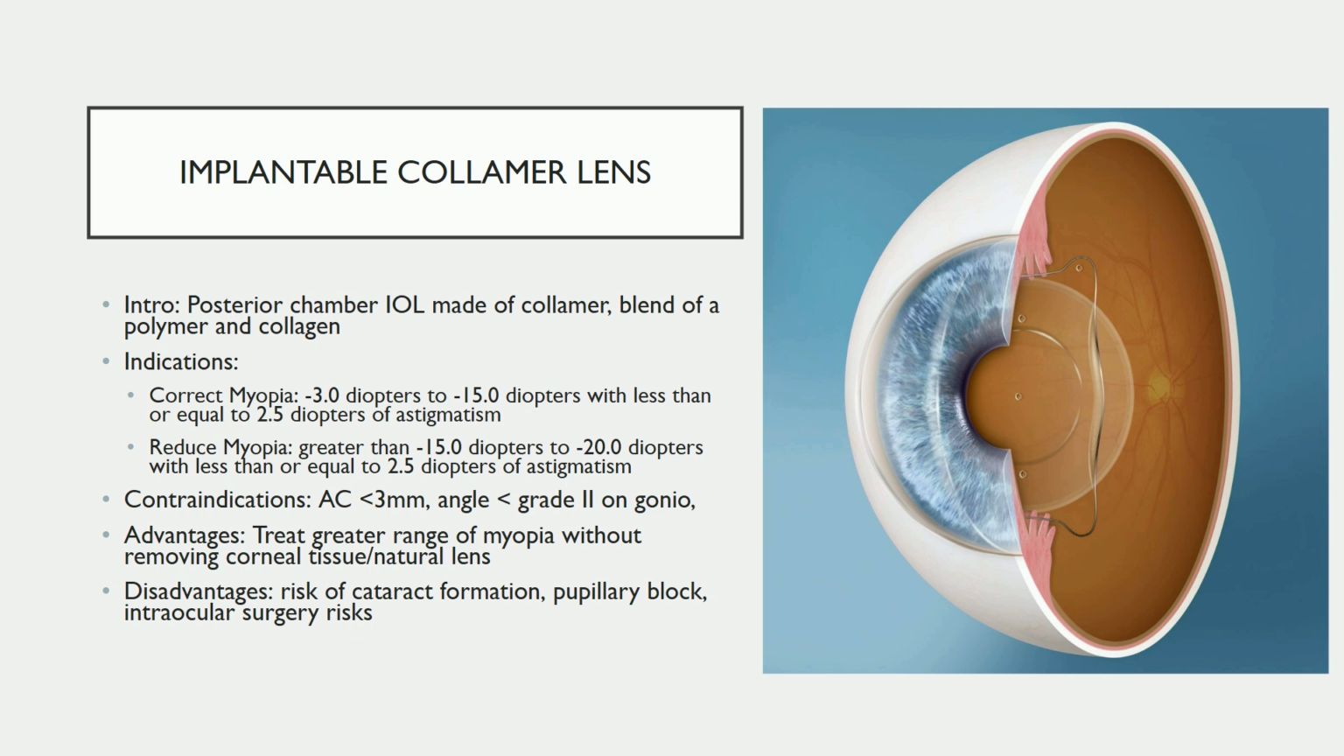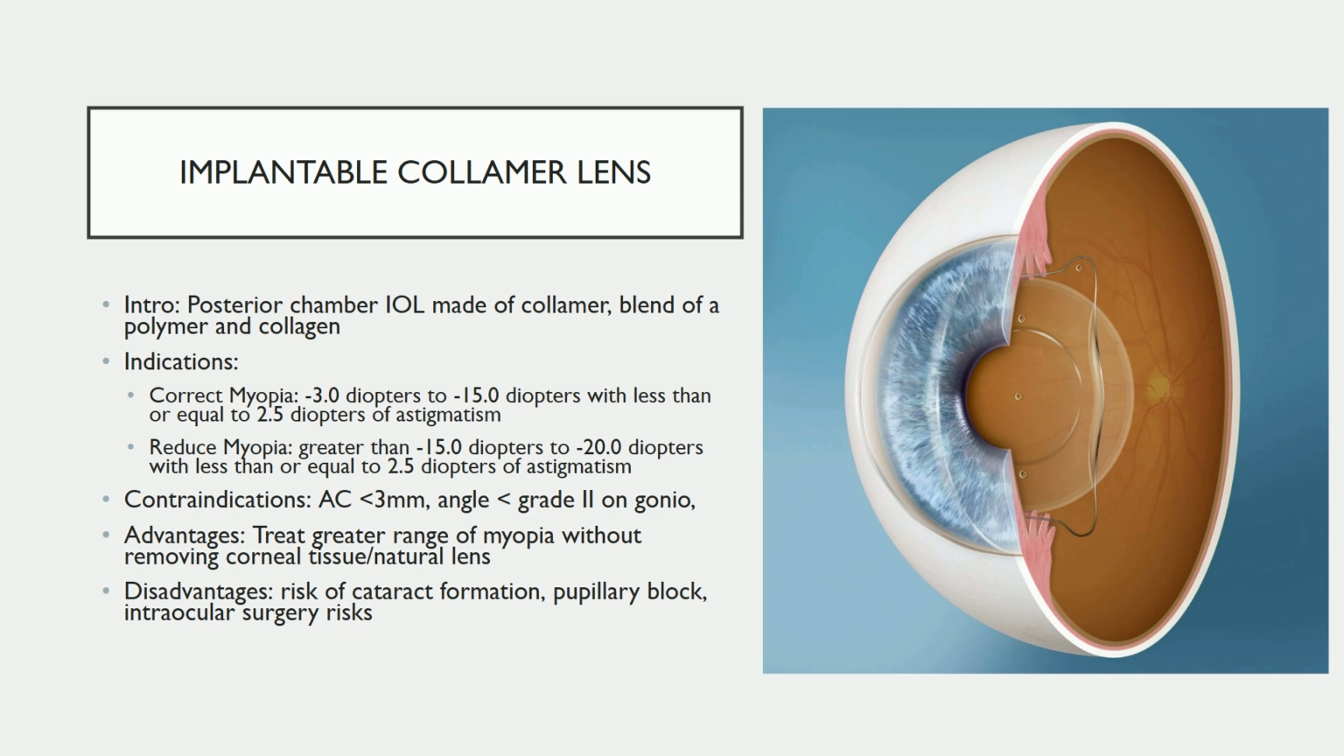Some contraindications are a shallow anterior chamber or a narrow angle on gonio. One of the worries with ICL is pupillary block, so anything that can predispose you to that, you're not going to do that. Advantages, you're able to treat a greater range of the myopia without removing any corneal tissue or removing the natural lens, which takes away some of your capabilities to do further procedures in the future.